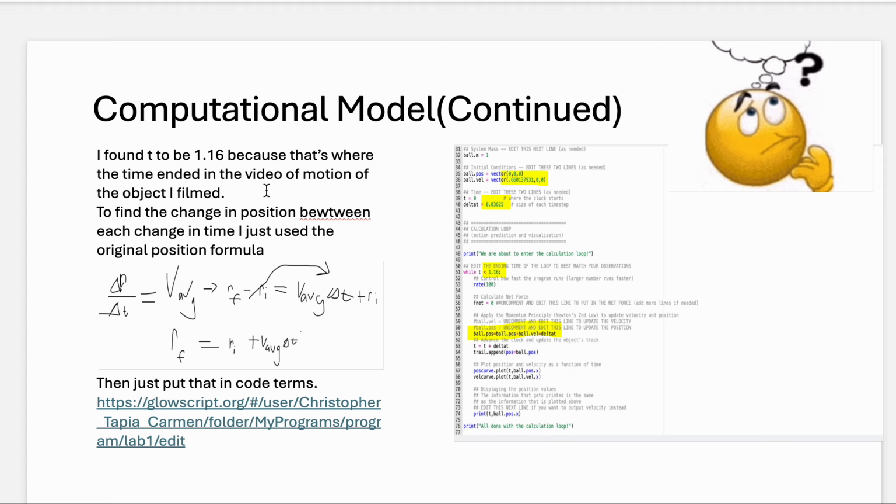Computational continued. It had to be less than 1.16 because that was the length of the video. To find the change in position between each change in time, I just used the formula v average equals change in r over change in time. And then I rewrote this in code terms over here as ball.position equals ball.position plus ball.velocity times delta t. My code is right here if anyone needs it.